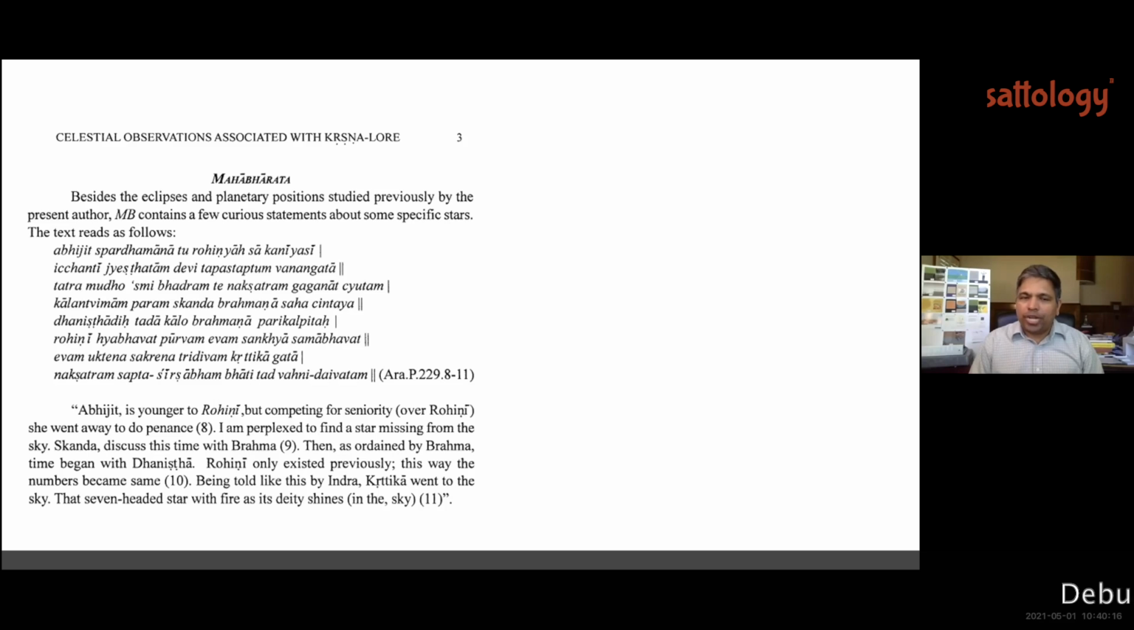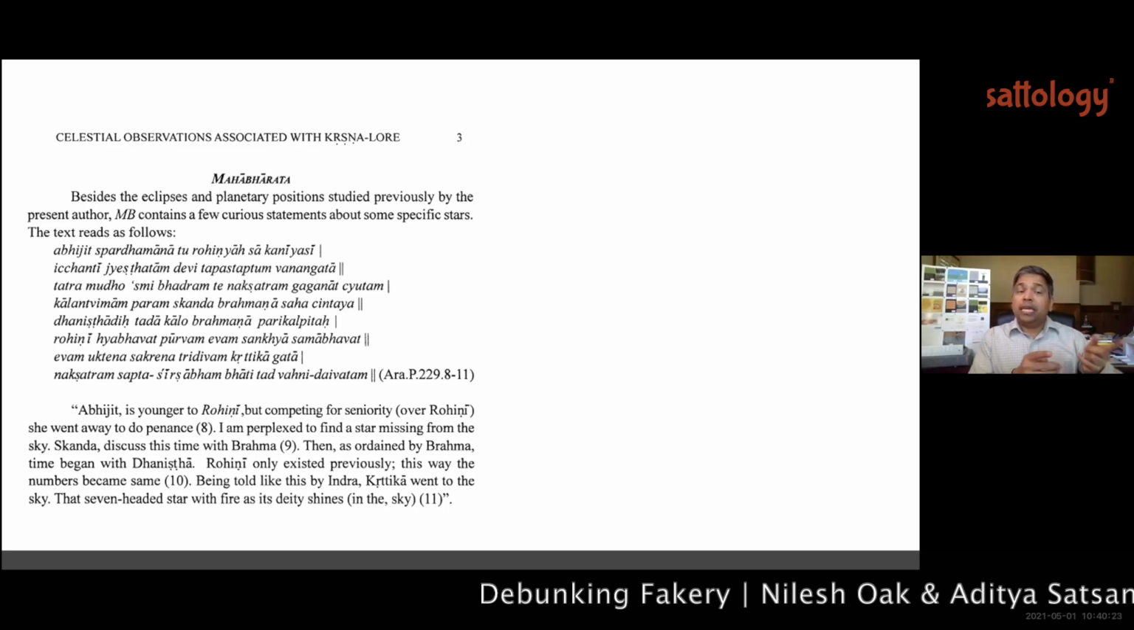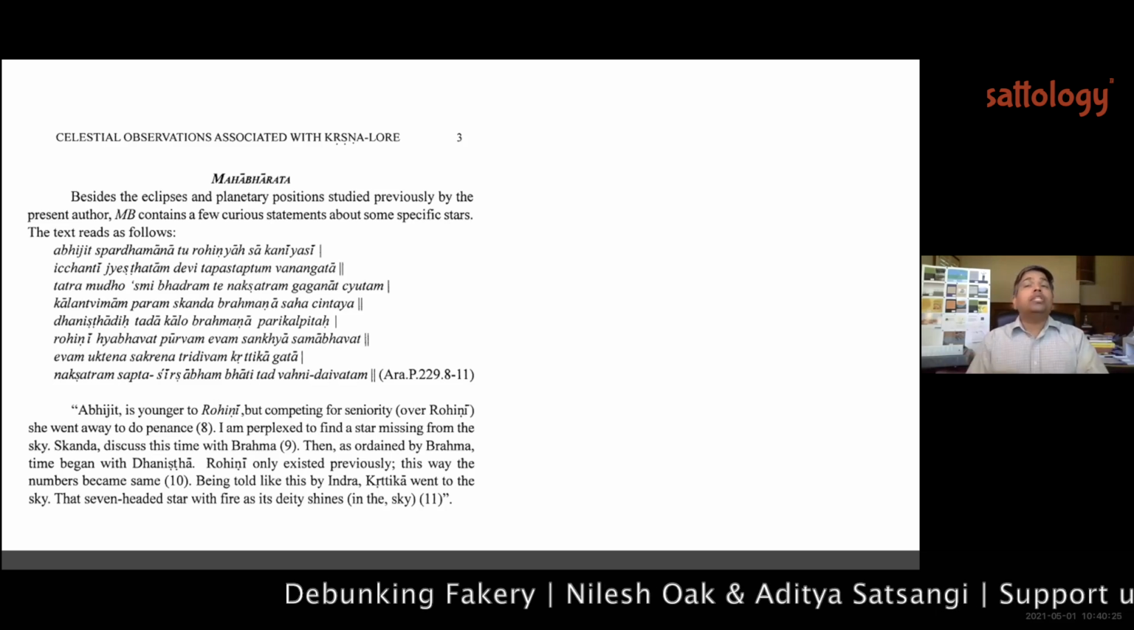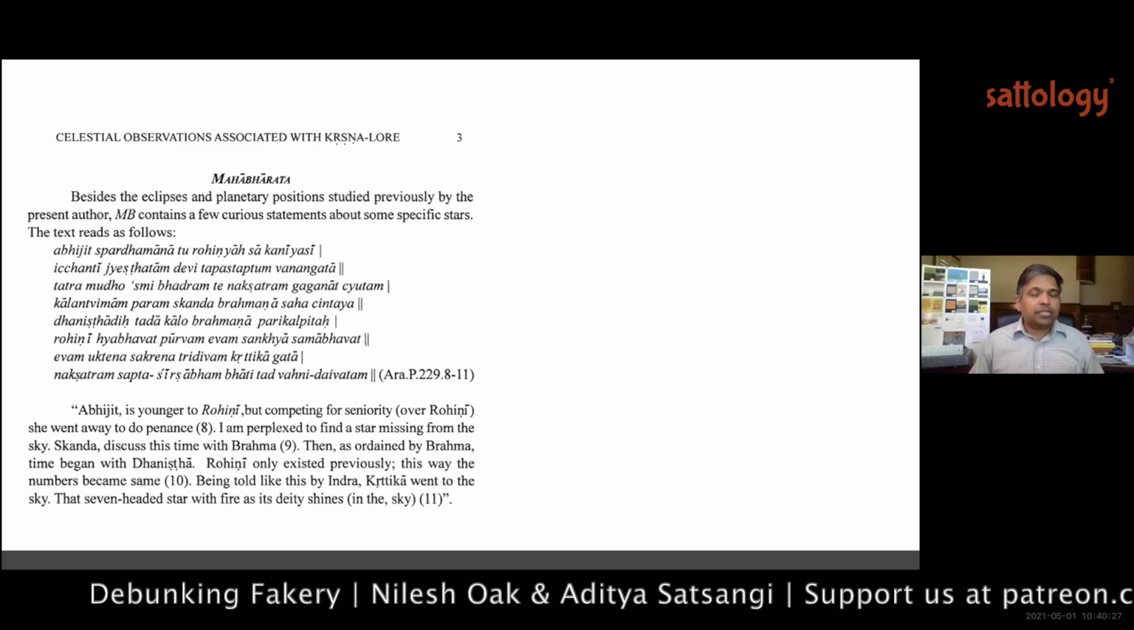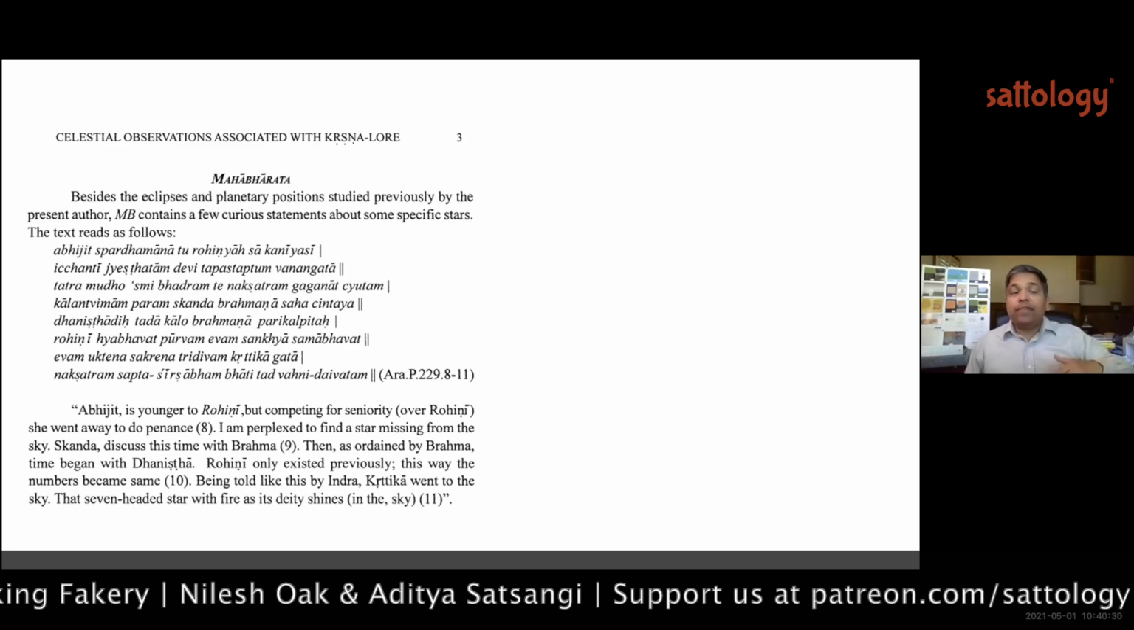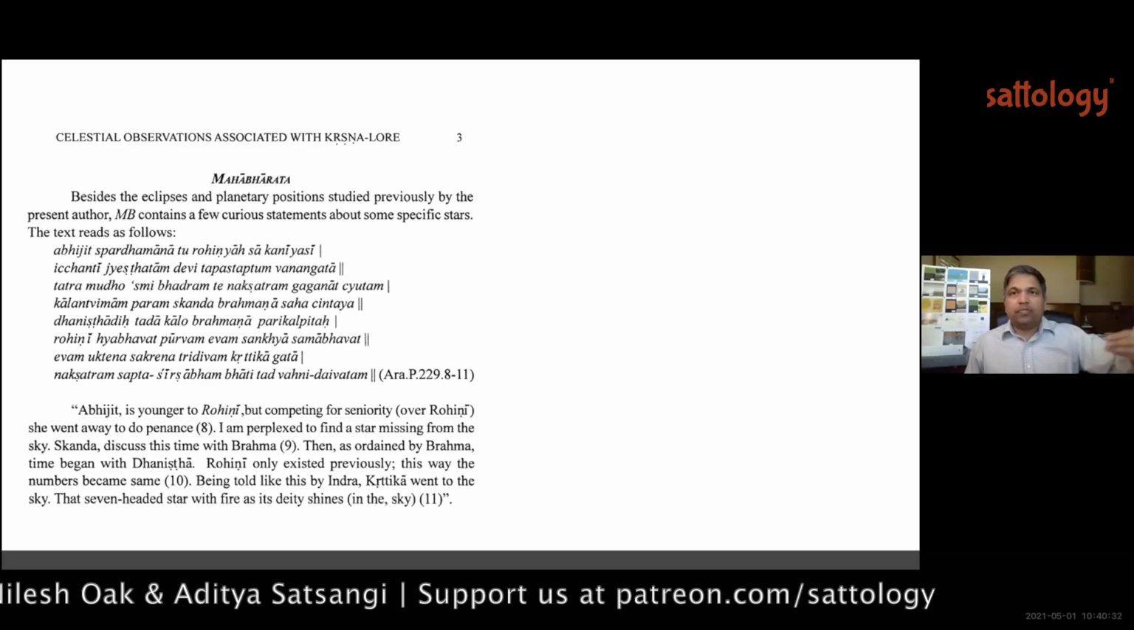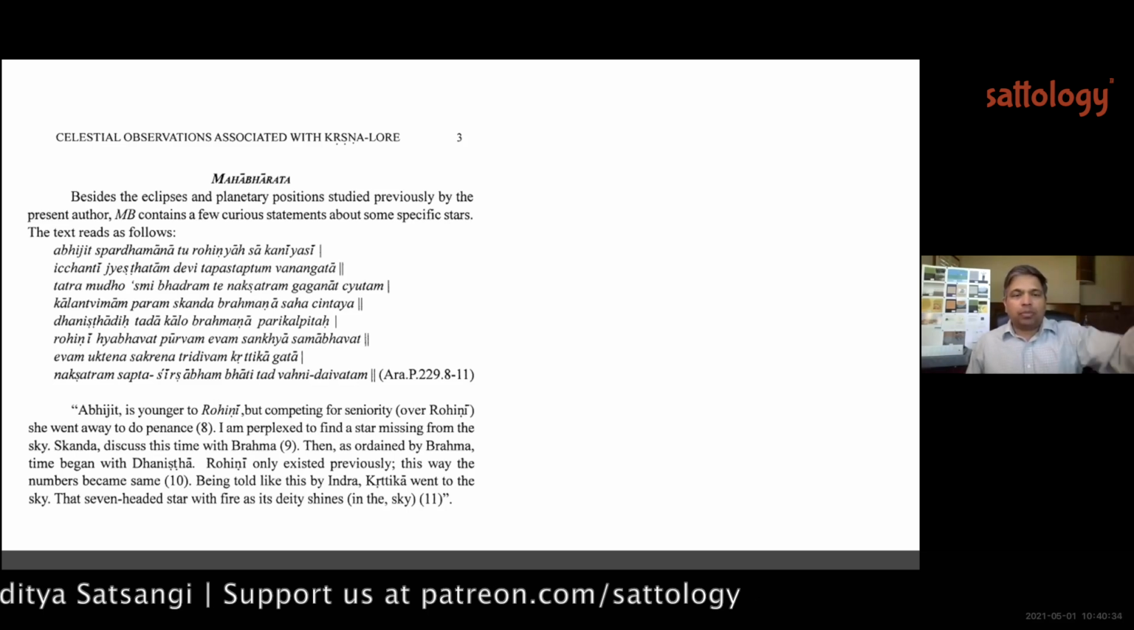Abhijit is younger to Rohini, but competing for seniority over Rohini. So here, Professor Iyengarji thinks the Abhijit is competing with Rohini. Okay, that is not how I understand it, but I'll get to that. So she went away to do penance. Abhijit went away somewhere to do the penance, the tapasya.